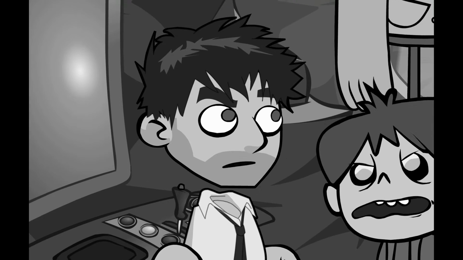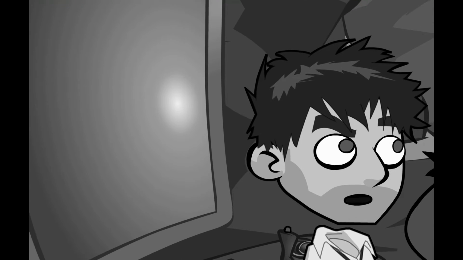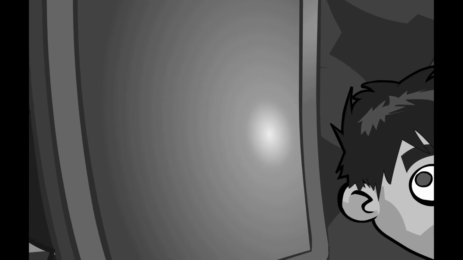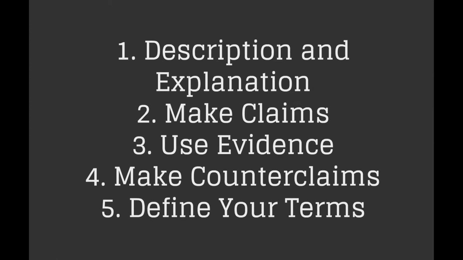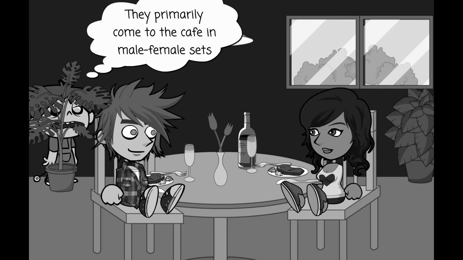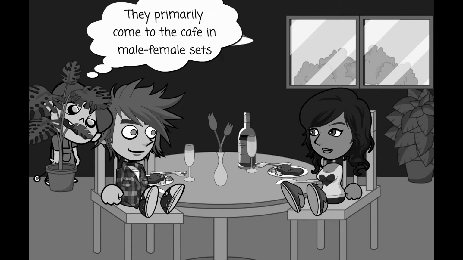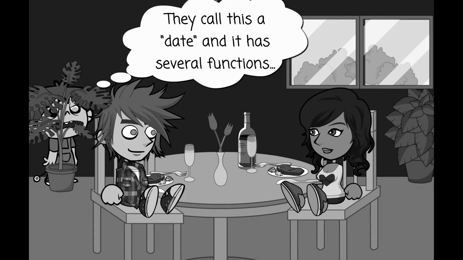I'll tell you what. I'll give you 5 basic rules for writing like a scientist. Just look here. 1. Description and explanation. 2. Make claims. 3. Use evidence. 4. Make counterclaims. And 5. Define your terms. Your paper will primarily be made up of passages of description, followed by explanatory passages in which you tell your readers how to understand the description in relation to your thesis.